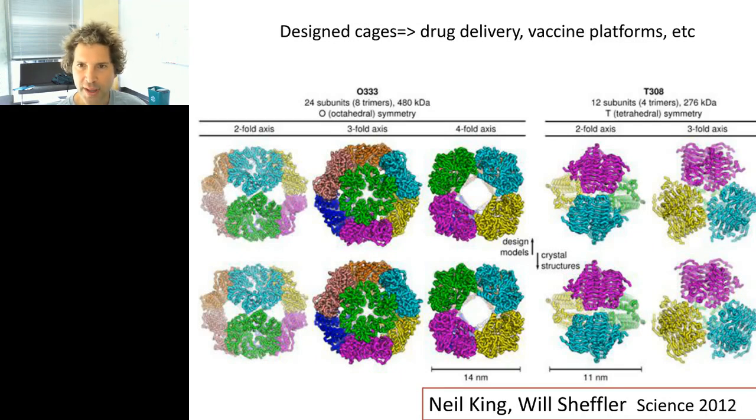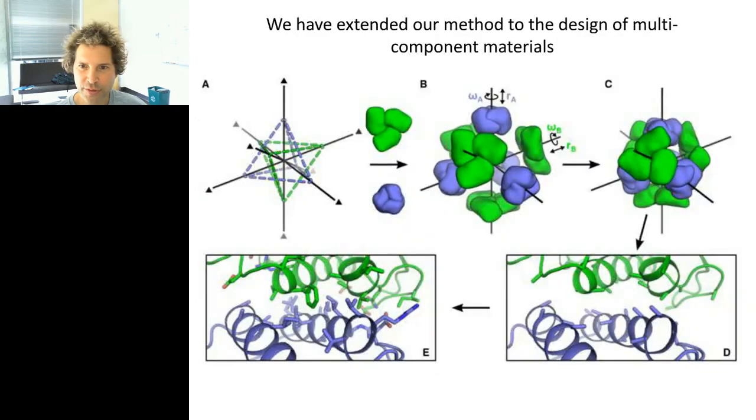And again, the design is very similar to the crystal structure. We've now extended these methods to allow us to make nanomaterials composed of more than one component. And this just shows how we do it. Again, we have to choose the symmetry. And this one is kind of neat.